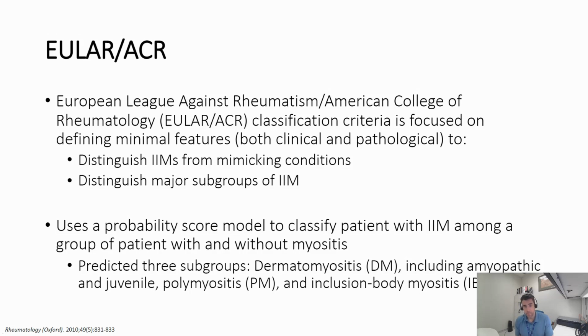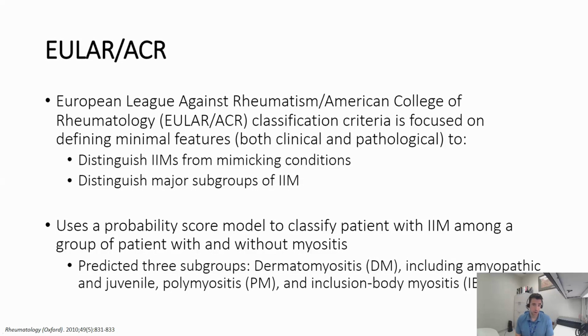And so, how this process worked is that they used a probability score model to classify patients among a group of patients with and without myositis. And there were generally three subgroups that were identified: dermatomyositis, which would include amyopathic and juvenile, polymyositis, and inclusion body myositis as well.